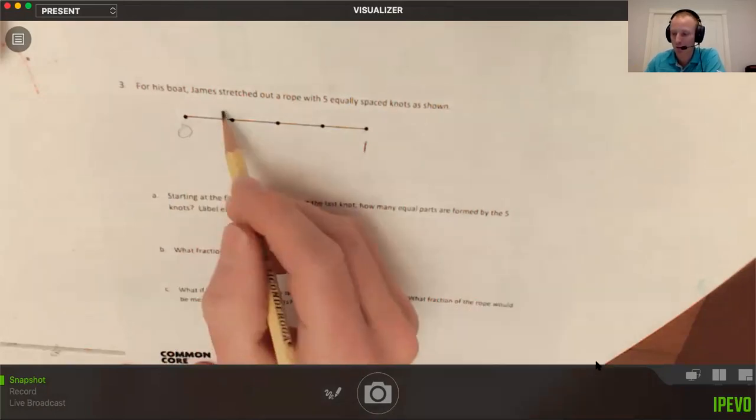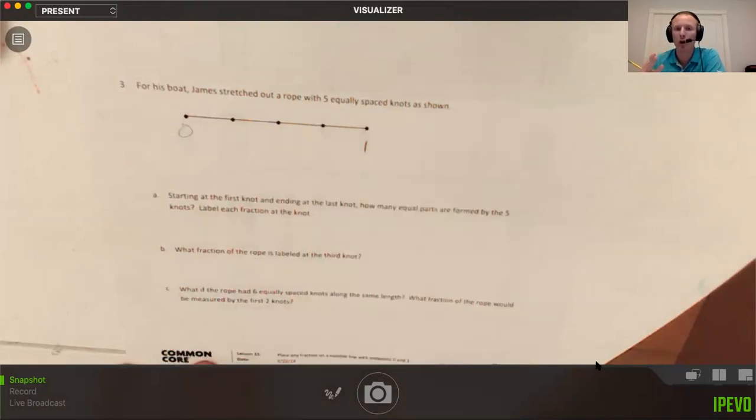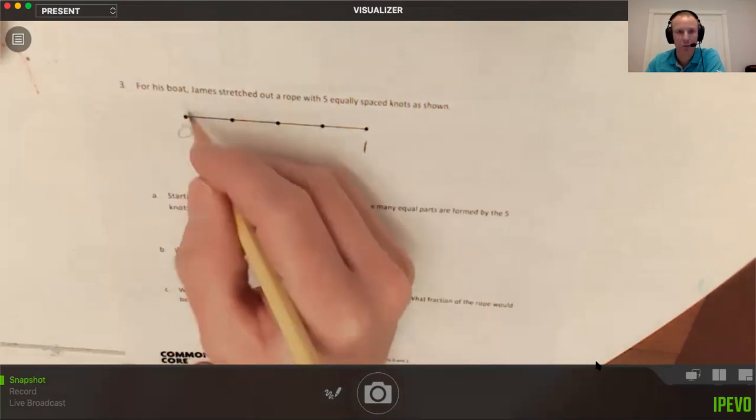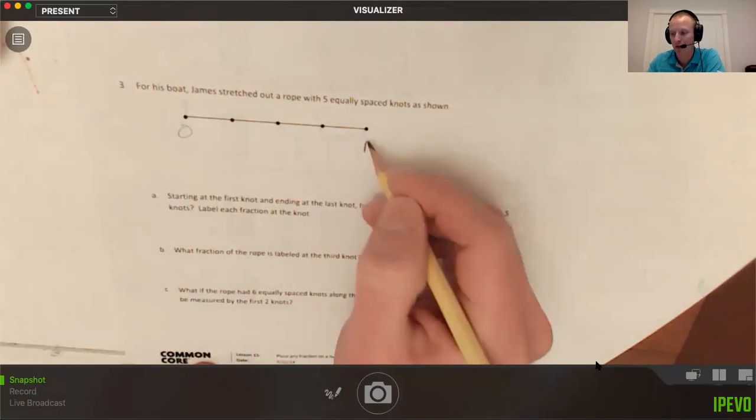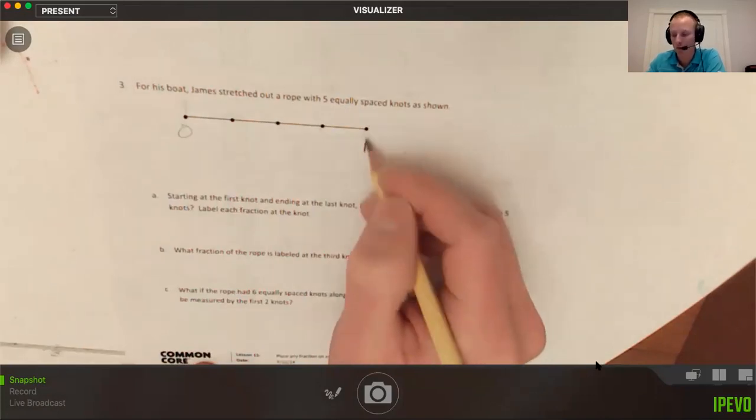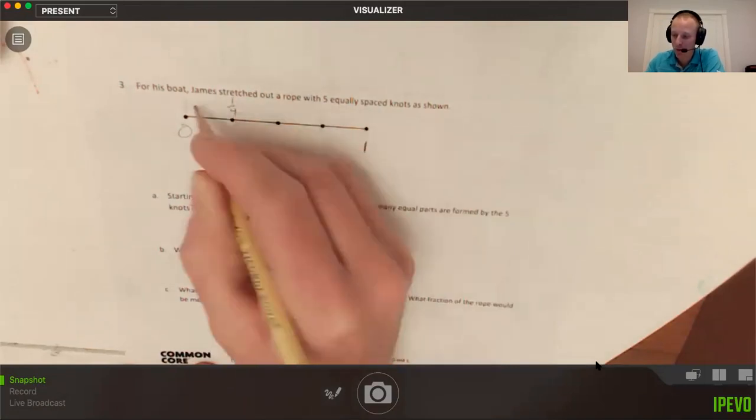There's 1 space, 2 space, 3 space, 4 space. So we're working in fourths, not in fifths. Because the first one, that's like the end point, that's 0. And the other part is like, this is one full piece of rope at this point. So we're at 1. So from here to here is 1/4 of the rope, 1 out of 4 sections.